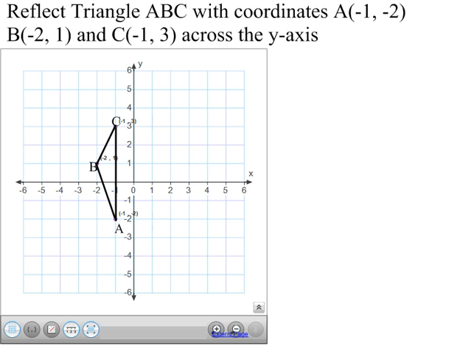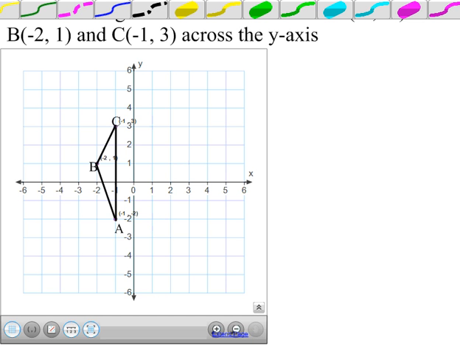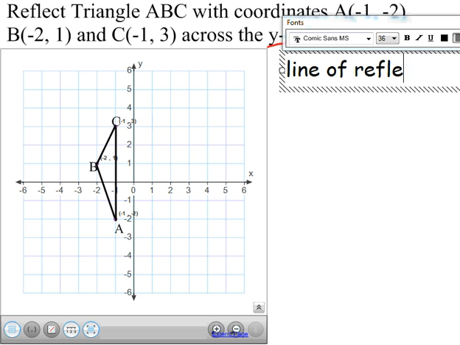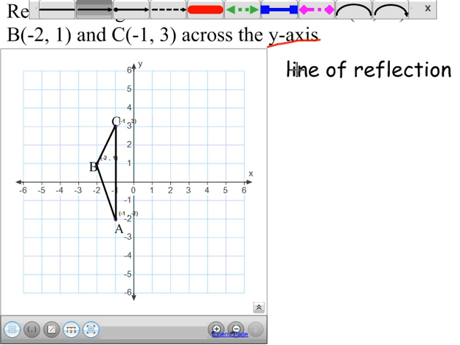Example 2 says, reflect triangle ABC with coordinates A -1, -2, B -2, 1, and C -1, 3 across the y-axis. So here's the y-axis, and this time we're being asked to reflect a triangle. And I'm going to essentially use the same process that I used in our first example, and I'm just going to reflect the figure point by point. So I'm going to begin first with point A, and I'm going to count how far point A is from the line of reflection. So the y-axis is the line of reflection. That's what the y-axis is.